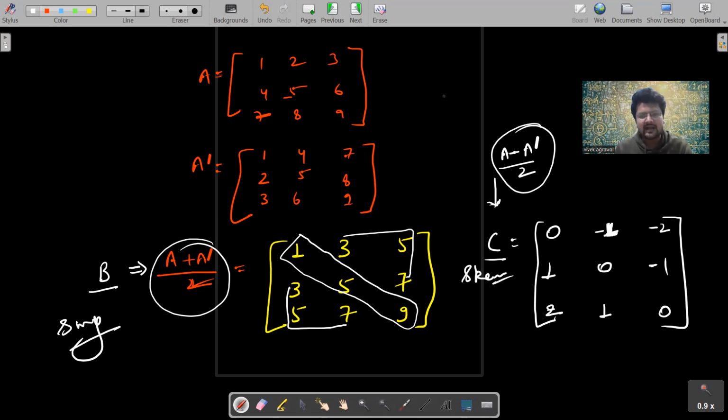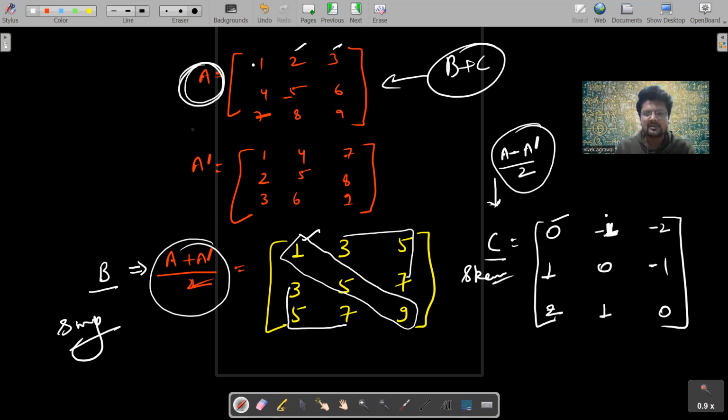And if I add B and C both, I'll get nothing but A only. Yes, 1 plus 0, that is 1. 3 minus 1, that is 2. 5 minus 2, that is 3. Yes. So what I have done, I have written the same matrix as the summation of a symmetric matrix and a skew symmetric matrix.